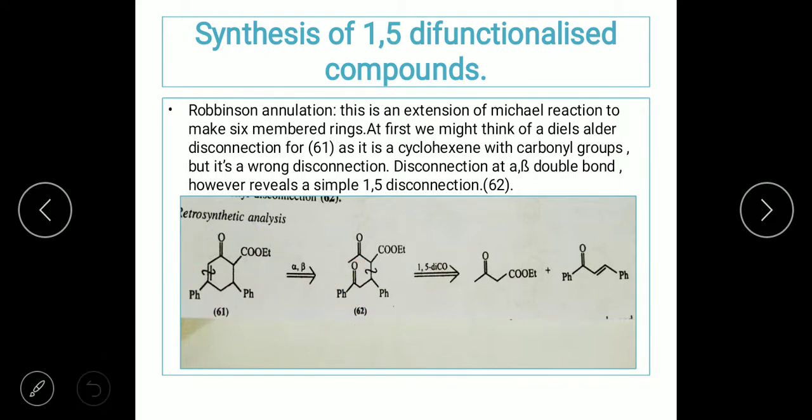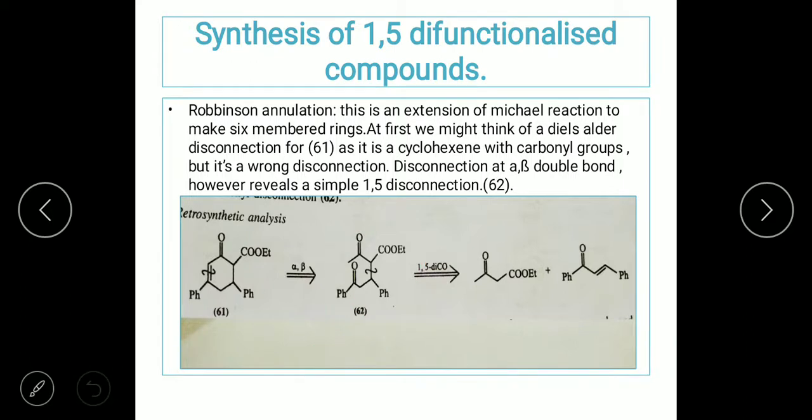So once the disconnection of the alkene takes place, it is nothing but a ketone, that is what we are going to write down. A diketone is going to be obtained at 62. Now here, when you start numbering the carbon atoms, you can see that you get 1, 2, 3, 4, 5. That is nothing but a 1,5 difunctionalized compound.